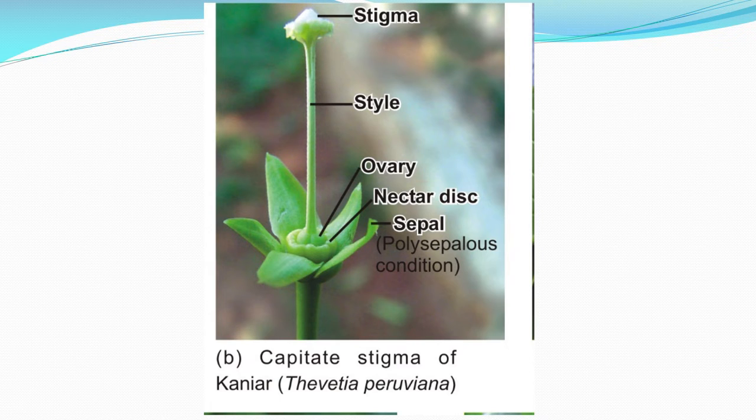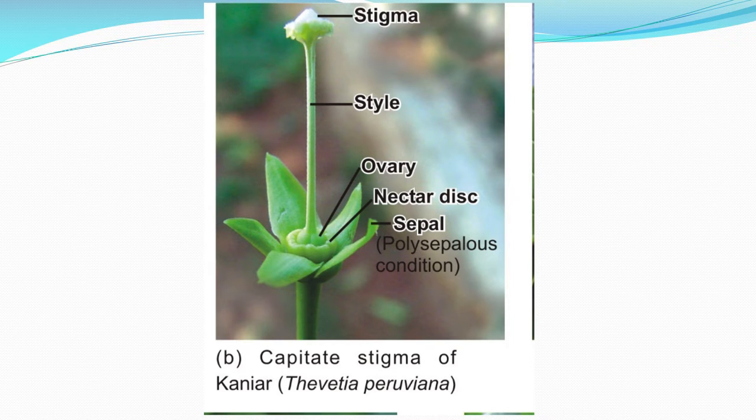The ovary houses one or more ovules. We have seen mango. In mango, the ovary has only one ovule in it, but if you look at beans, if you look at a pea, Pisum sativum, it has so many ovules in it.